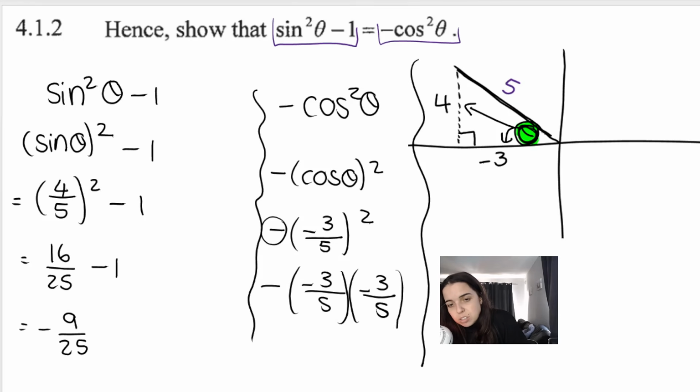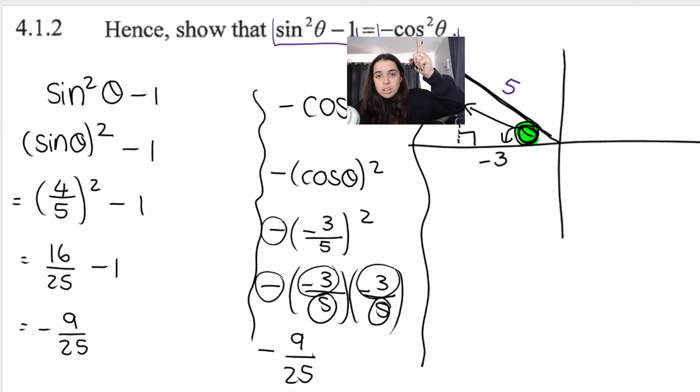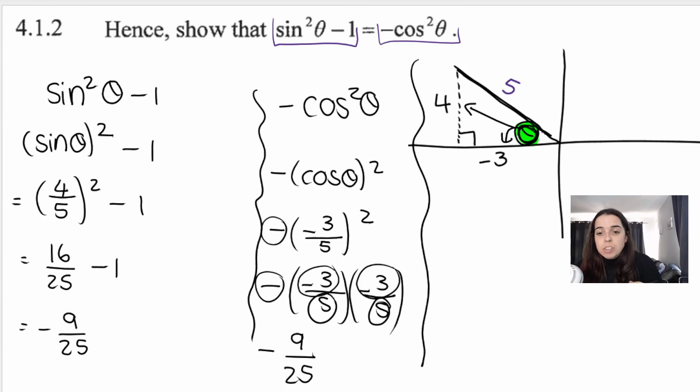I hope that makes sense to those of you that are doing this with me or are following me. This negative again gets carried down. Negative 3 times negative 3 is positive 9. 5 times 5, positive 25. Therefore, we have shown that sine squared theta minus 1 is equal to negative cos squared theta. And then we can conclude that at the end.